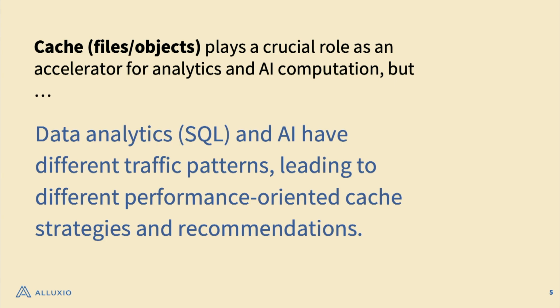But what we have found is that cache is really important as an accelerator for data analytics and artificial intelligence computation. But at the same time, data analytics and artificial intelligence have different traffic patterns, which means that there will be some different strategies for the cache. So that's why Beinan and I would like to discuss what kind of cache strategies we can use to fit those two different types of workloads.